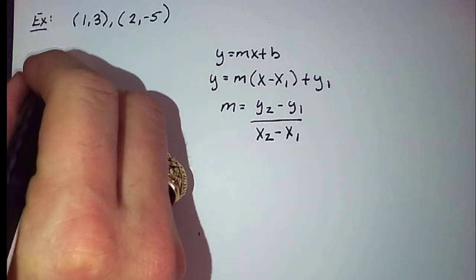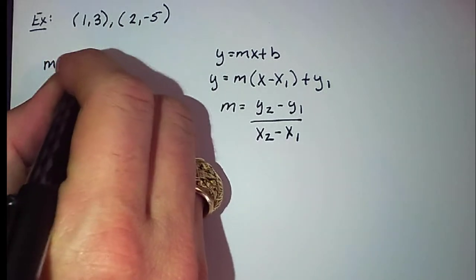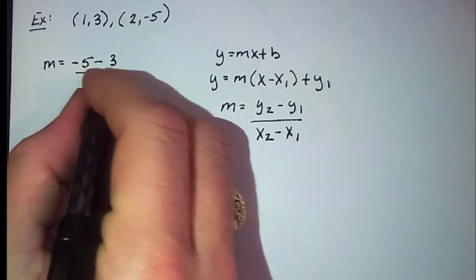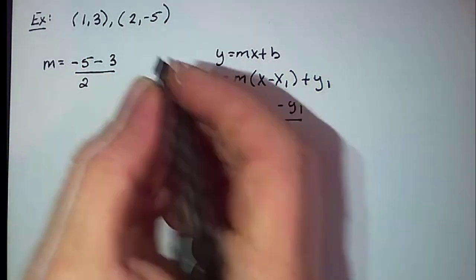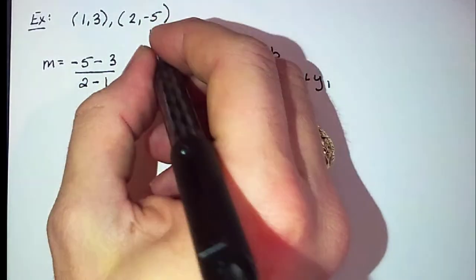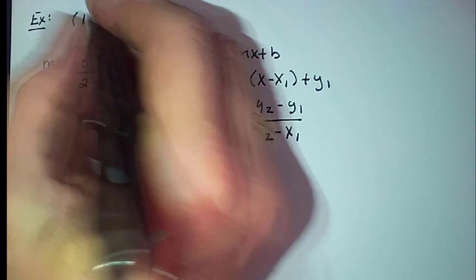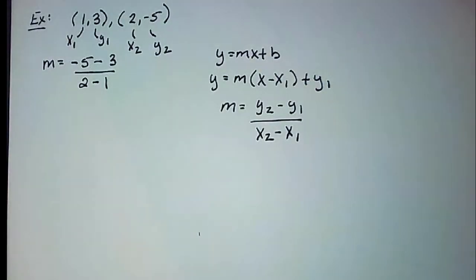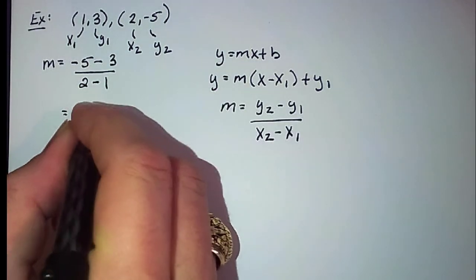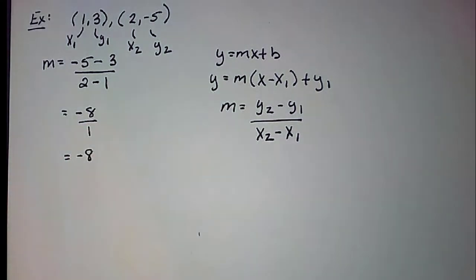So m is equal to y2. Well, y2 is negative 5 minus y1. That's going to give me 3. And then x2 is going to give me 2. And then x1 is going to give me 1. So 2 minus 1. So again, this is y2, x2, y1, and x1. So you can see how those kind of plug in. Well, two negatives, negative 5, negative 3, give me negative 8. 2 minus 1 gives me 1, so I just get negative 8. That's my slope.